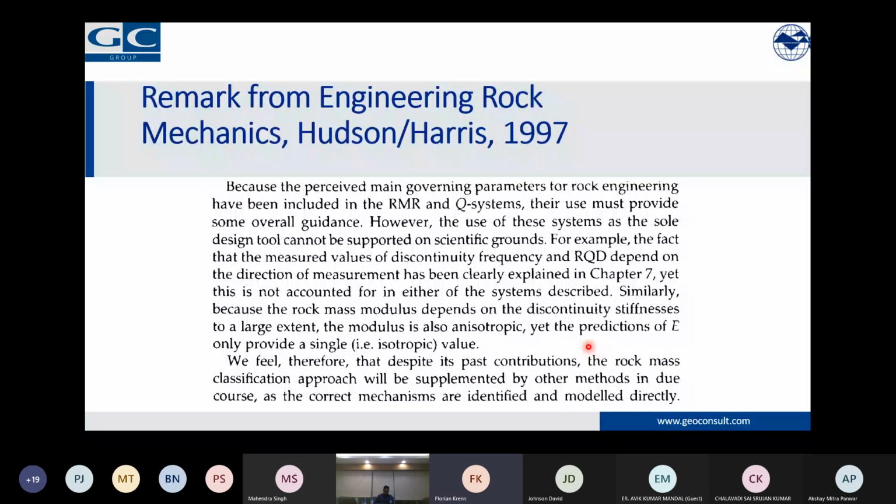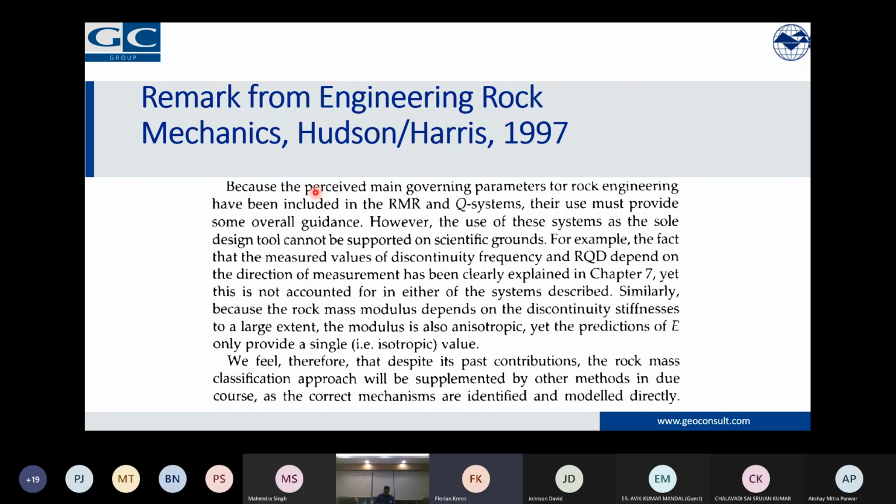Now, for both of these systems, there is a comment from Professor Hudson, and I think this comment is always worthwhile to call to everyone's mind, because a Q value or an RMR value is a single number to describe all the complex things which are there in rock and rock mass and ground. Usually this is a good thing when you are at a very early stage of the design or of a project to estimate what the efforts will be, but for the detailed design there must be a bit more.